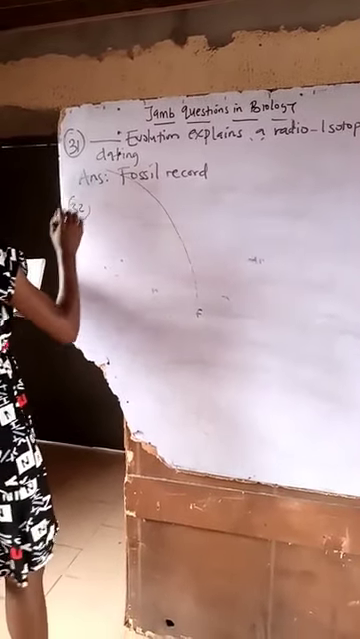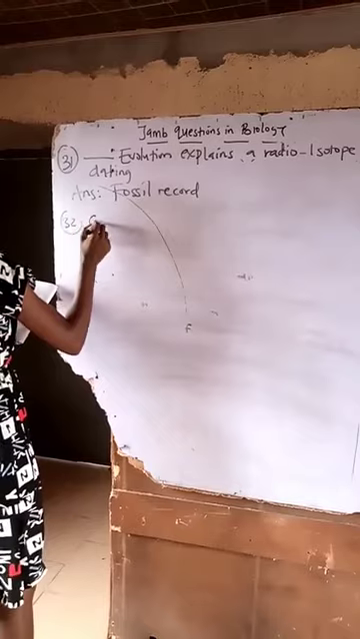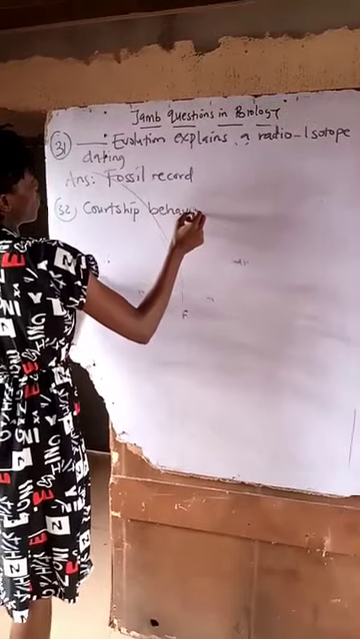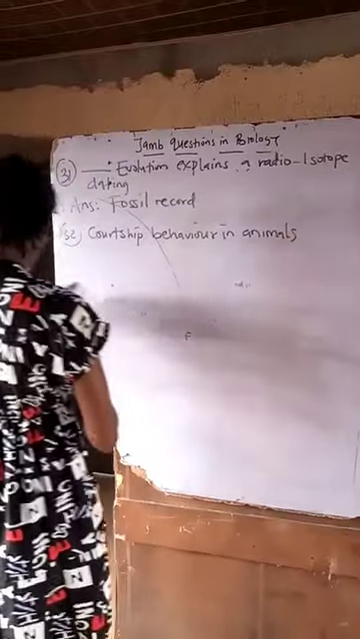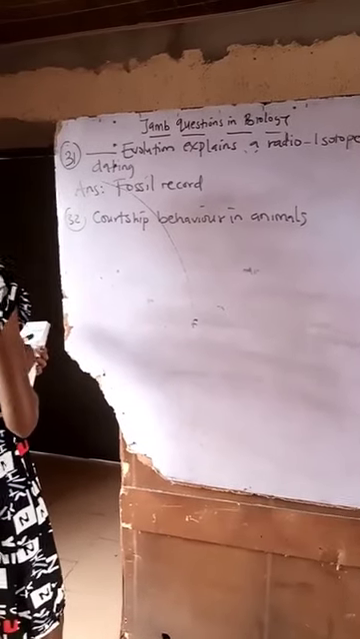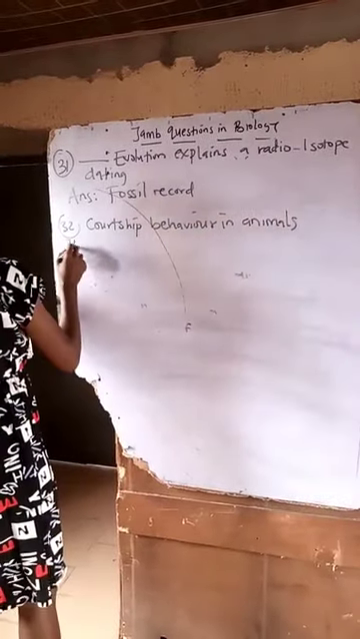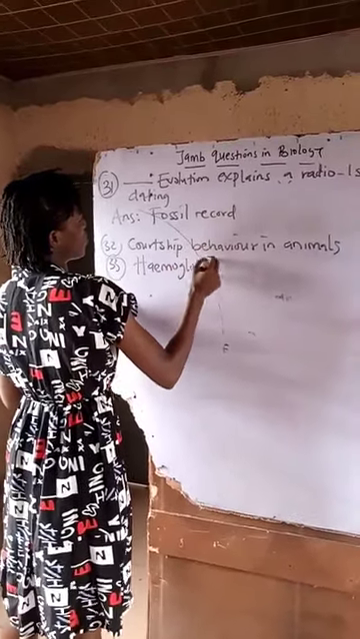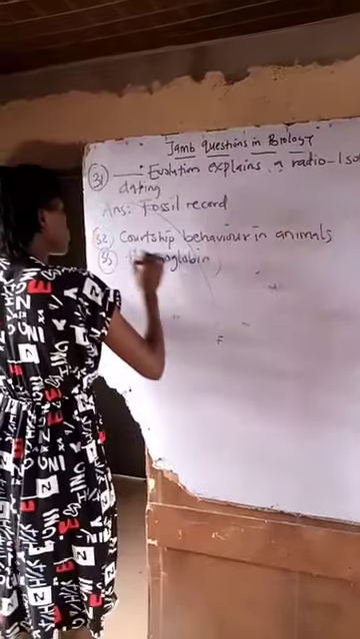Then let me give you areas to read on. Let me say 32. Please, you have to read on courtship behavior in animals, okay? And also you need to read on hemoglobin. Just read on hemoglobin.